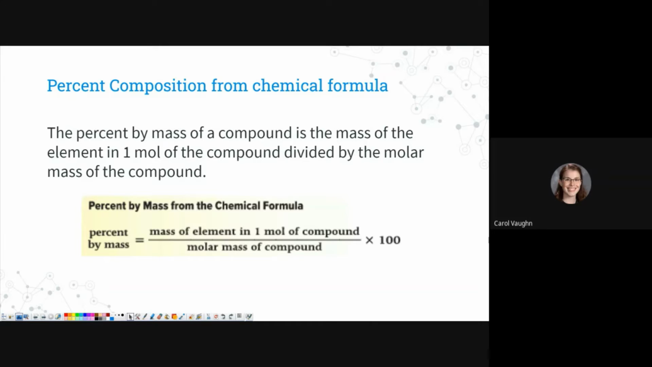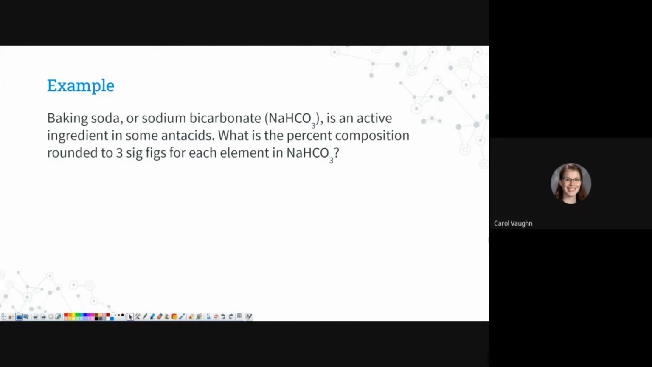So the very first calculation that you're going to do, more than likely, is looking at the compound you're given and finding its molar mass. That'll be the first step in doing these, and then we're going to put them into this equation. So for example, baking soda, scientific name sodium bicarbonate, formula NaHCO3, is an active ingredient in some antacids. So if you have a stomach ache or indigestion or heartburn, you can take different medications that have different active ingredients. Some of them have baking soda in them.